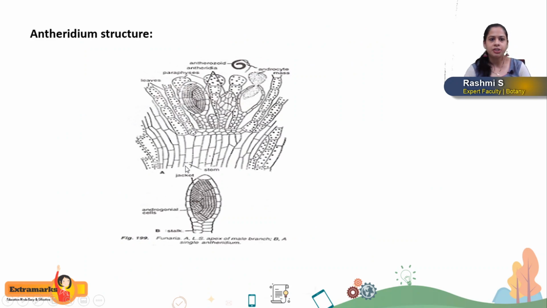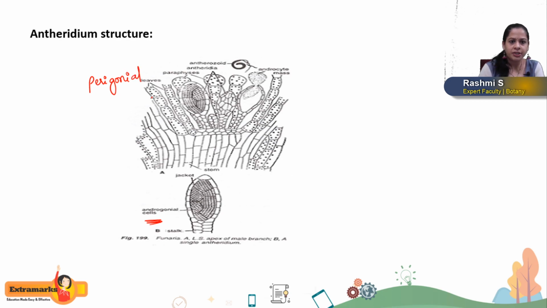This is the structure of the antheridiophore, upon which the antheridium is present. Each antheridium is jacketed. You can see the jacket of the antheridium. It encloses a number of androgonial cells, and such 2 to 4 antheridia are present in one crevice upon that antheridiophore. They are surrounded by paraphyses, that is the sterile hyphae, and leaves which are called perigonial leaves.